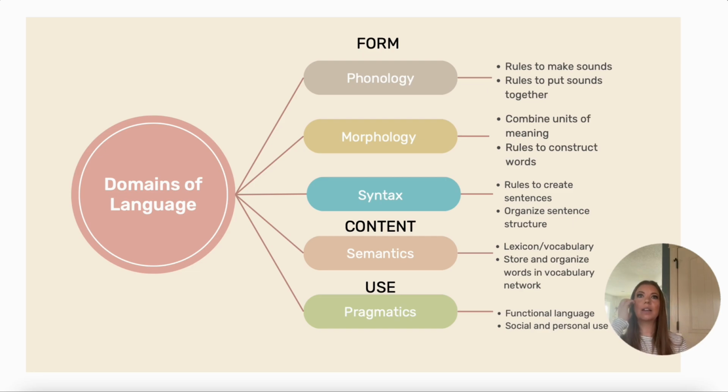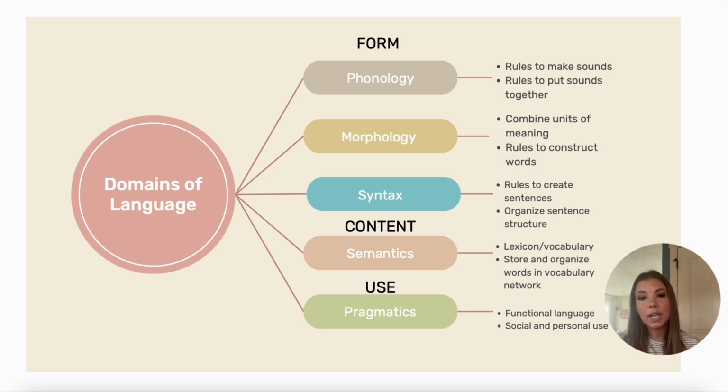And that's where we combine the smallest unit of meaning, which is called morphemes. So we take those morphemes and we organize those into words. So I guess you could say morphology is the rules we use to structure words. Then we have syntax, which is similar to morphology, but it's the rules we use to create sentences. So syntax is how we structure sentences through the organizational rules within our language.